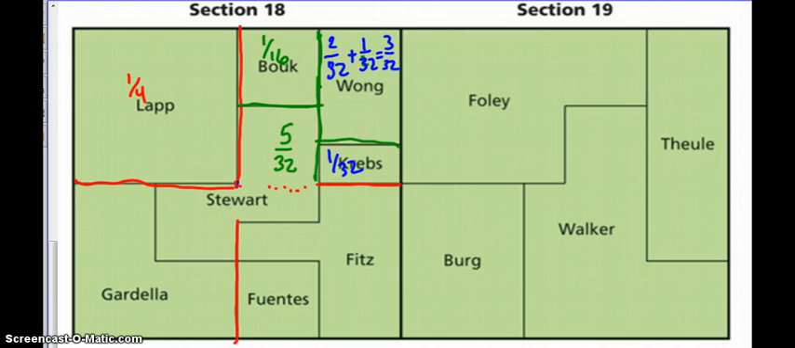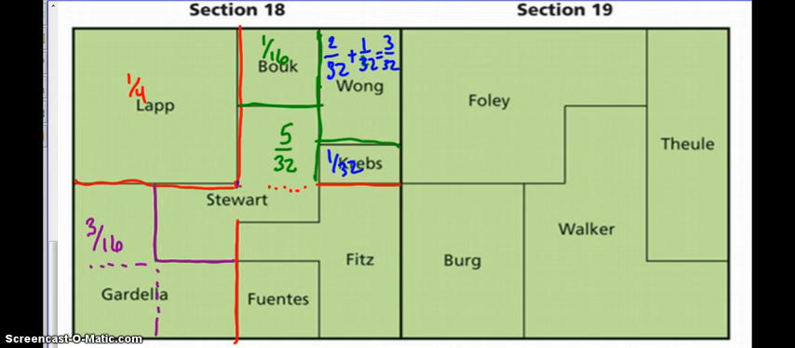All right, going on. So Stewart comes here, and then we have these lines here that outline Stewart's piece, and from Gardella. And Gardella looks like, if we follow these lines down, he would have 3/4 of a 4th. Well, we already know that 1/4 of a 4th would be a 16th, so Gardella would have 3 of those. He would have, or she would have, 3/16.